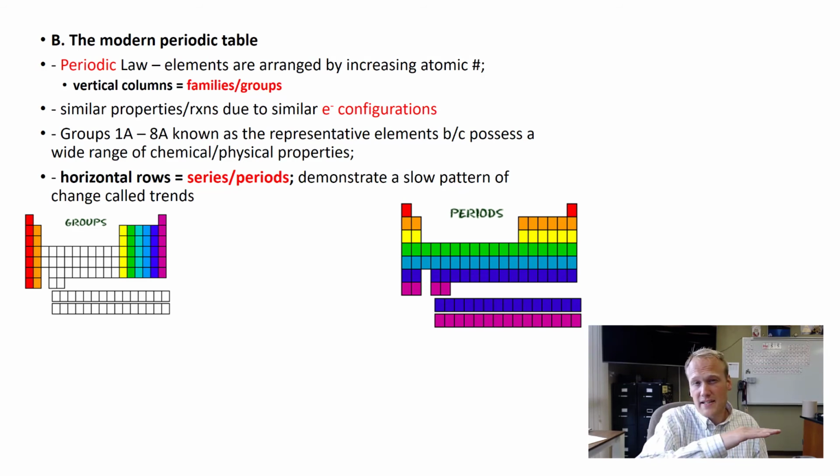We also organize the periodic table in horizontal rows called periods. A period or a periodical is something that repeats over time. And so the pattern when we get to the end of a row will start to repeat, which is why we put the next element back in the first column. So remember, families or groups are vertical columns, and periods or series are horizontal rows.